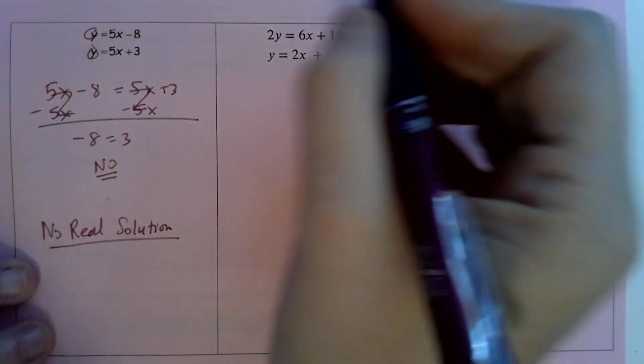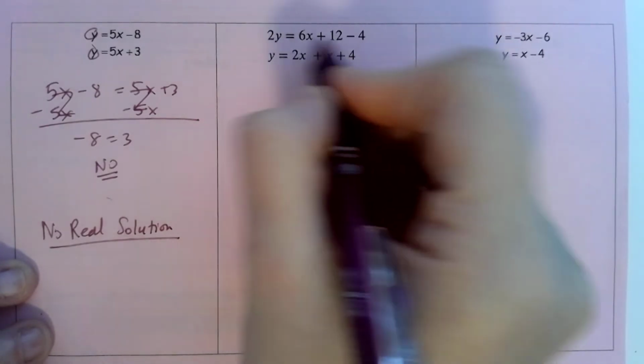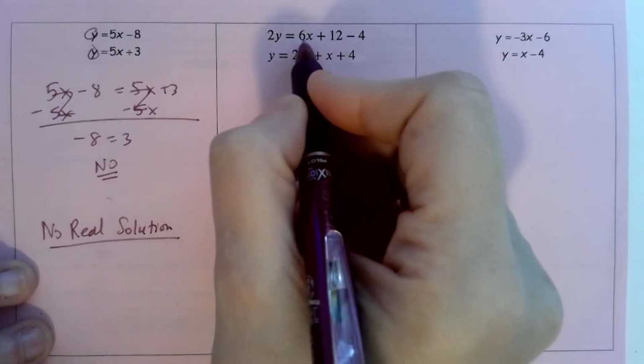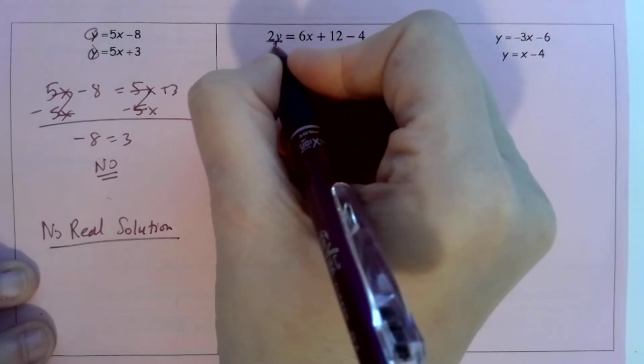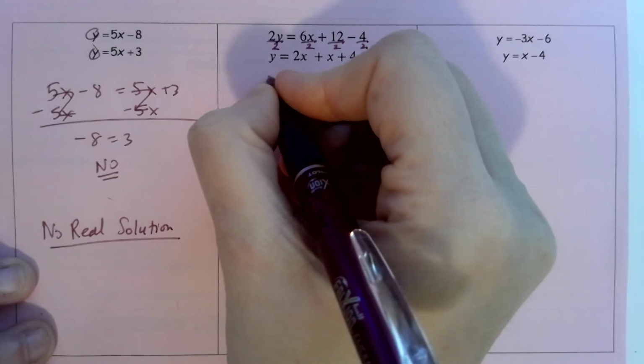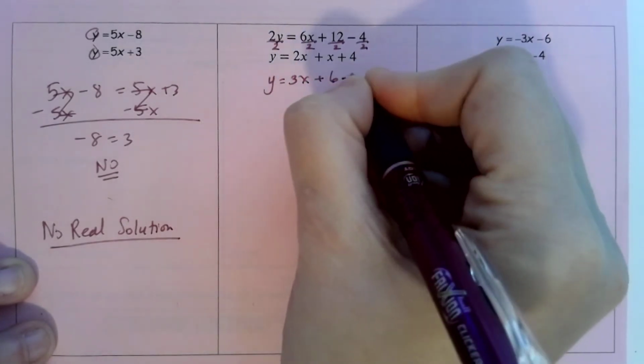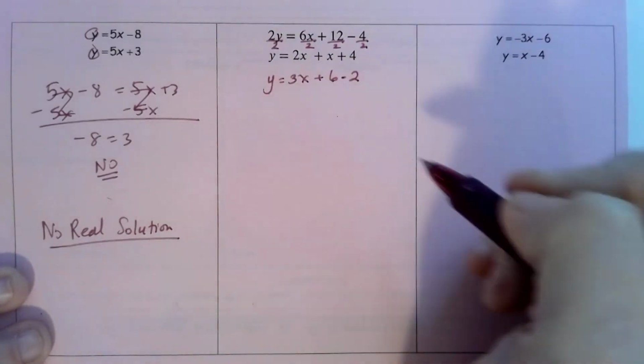Oh, really quick, sorry, before you try that one. Right here, you notice how this is not y equals? They aren't equal to the same thing, but I can easily just divide everything here by 2. And now I have y equals 3x plus 6 minus 2. And now I can set them equal.